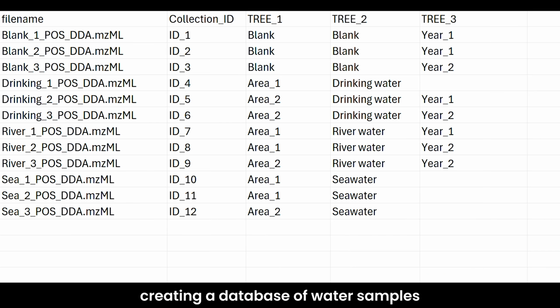So here we're creating a database of water samples for tracking molecules across river, sea, and drinking water in different areas. Here's a look at the metadata file with information on each of the samples. The only required column here is the file name column with the names of the samples you're adding. For the other columns, you can add metadata on its own or as part of a hierarchical tree.